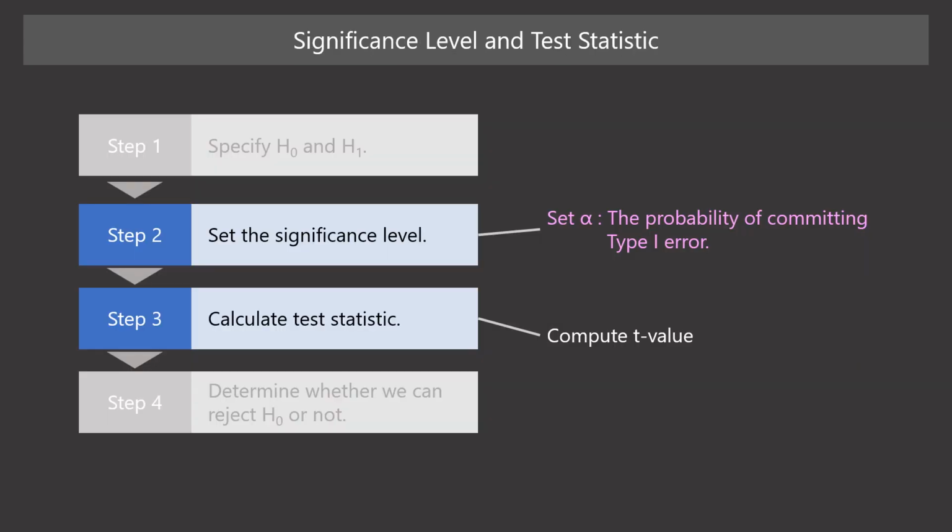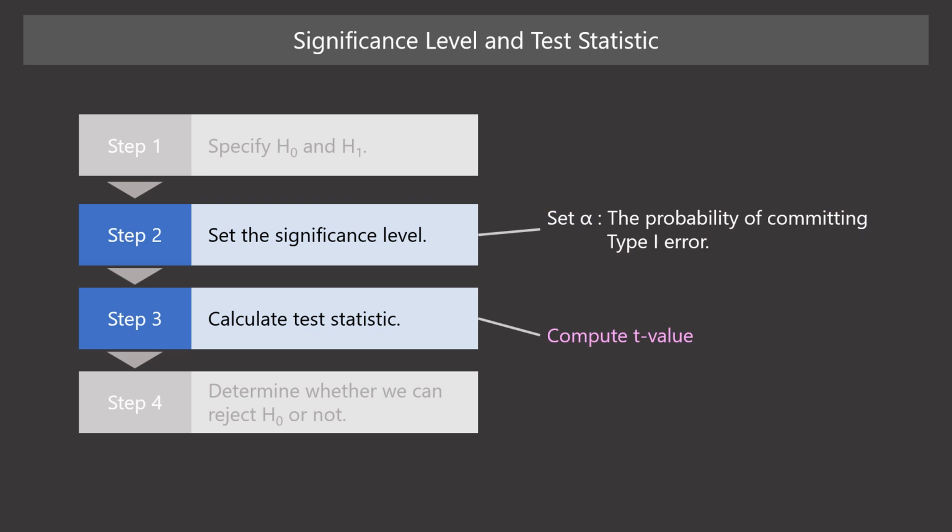As the second step, set the significance level, that is, the probability of committing type 1 error. Type 1 error refers to an error where we reject a null hypothesis when it is actually true. If we set the significance level to 5%, it means that we reject a null hypothesis if the possibility of committing type 1 error is estimated to be lower than 5%.